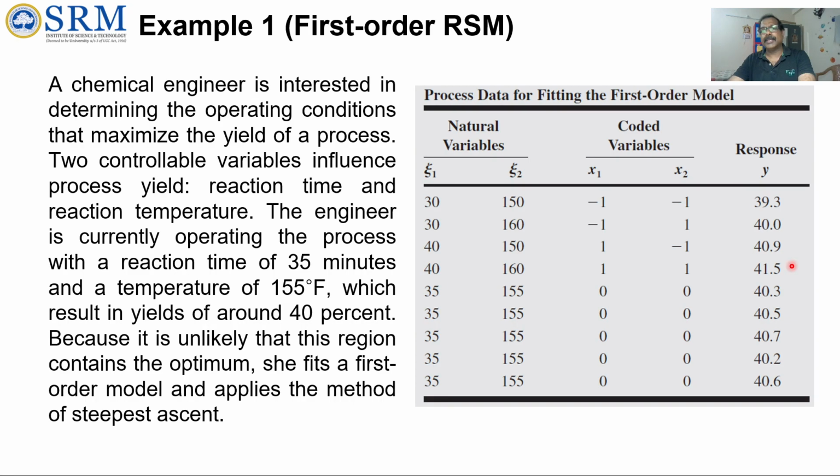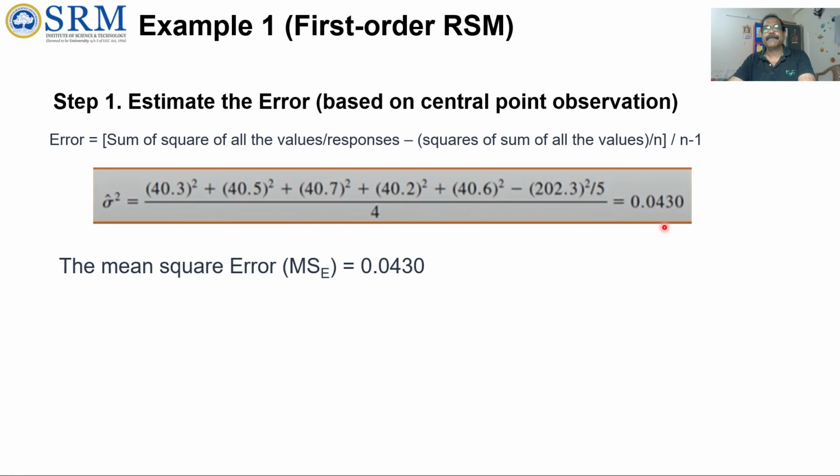That is what is calculated here: 202.3 whole square divided by 5. 5 in the sense what? All together, because this is all 1 and this 4 is separate, so all together divided by 4, n minus 1, 5 minus 1, 4. With that we can calculate 0.0430, that is the error. That error is the mean square error, MSE. We don't know whether it's significant or non-significant or very minimal.